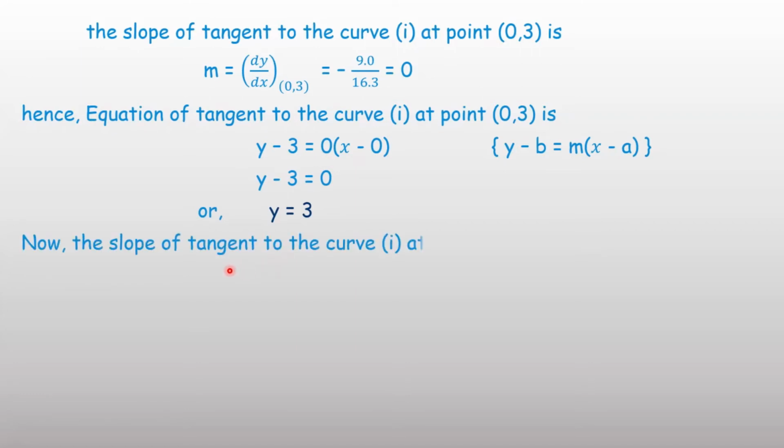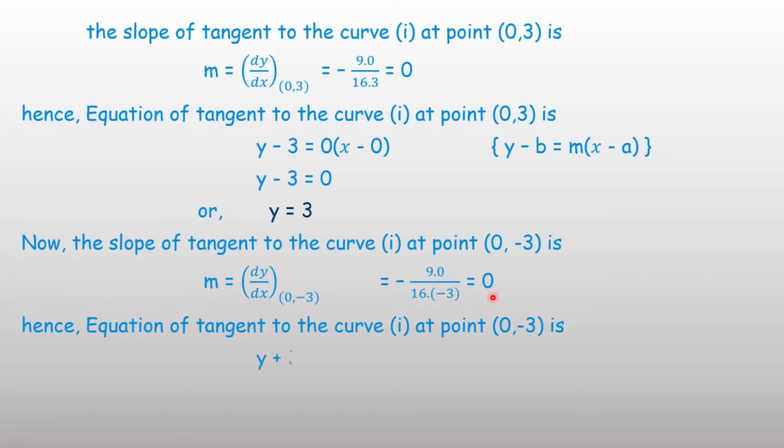Now next step, slope of tangent at point (0, -3). Second point is (0, -3). Again at this point also tangent is parallel to x-axis, means slope is 0. And therefore equation of tangent at second point is given by y minus b, and value of b is -3. Therefore y plus 3 equal to 0 into (x minus 0), or y plus 3 equal to 0. In this process you are getting equation of tangents at points (0, 3) and (0, -3) which are parallel to x-axis.